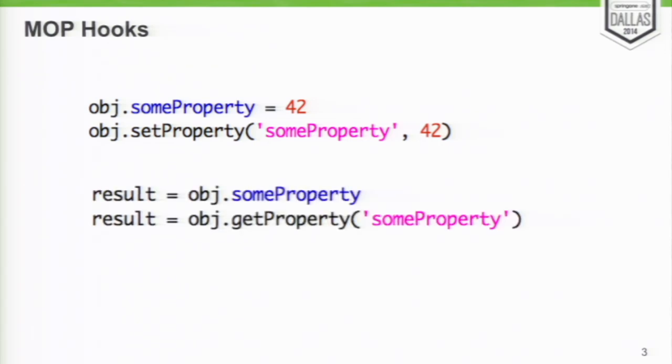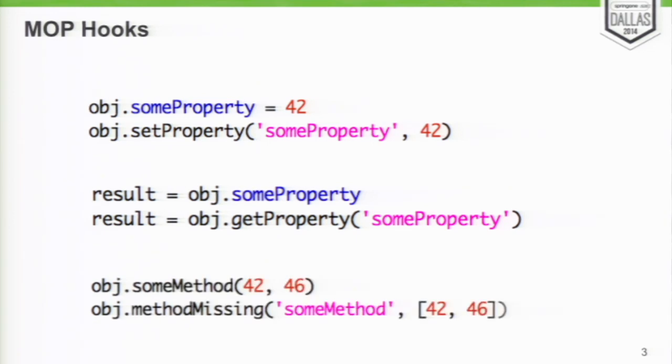Likewise, when you're retrieving the value of a property, one thing that might happen is Groovy might invoke a method called getProperty on that object and pass a string as an argument. And the string, again, represents the name of the property whose value you're trying to retrieve.